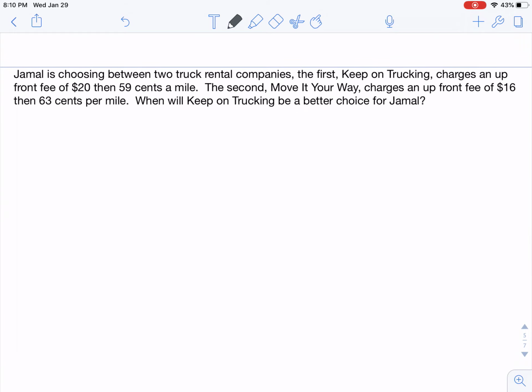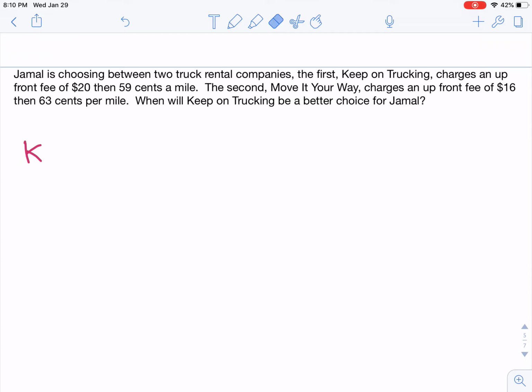Last one. It says that Jamal is choosing between two truck rental companies. The first is Keep On Trucking, and it charges an upfront fee of $20 and then 59 cents per mile. So let's write the equation for Keep On Trucking. Since it's called Keep On Trucking, I'm going to call it K.